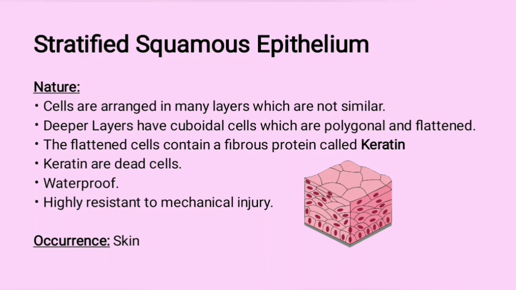The flattened cells of the superficial layer contain a fibrous protein which is called keratin. And these keratinized cells are dead cells and these are present somewhat at the superficial layer, somewhat here. Horny scale-like remains of dead squamous cells ultimately flake away. This epithelium is waterproof and highly resistant to mechanical injuries. And if we talk about the occurrence of a stratified squamous epithelium tissue, you can find it under our skin. Mainly it is found in our skin.